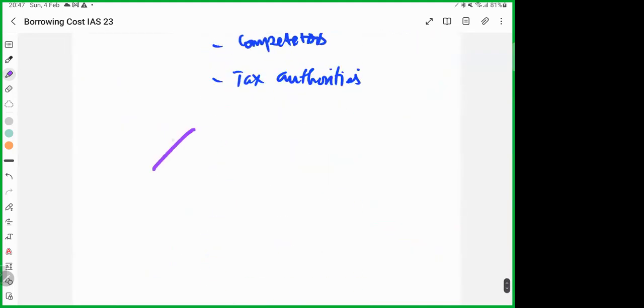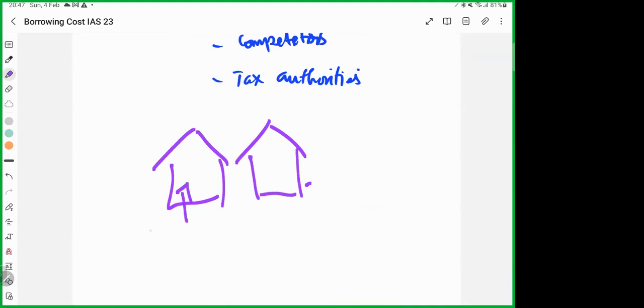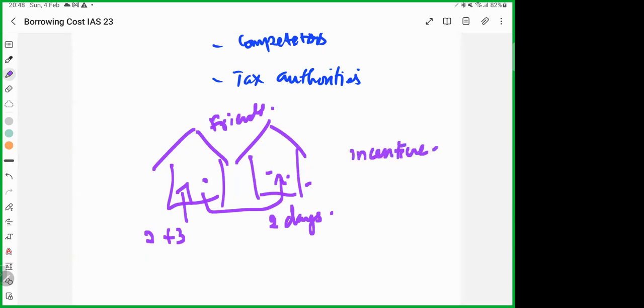Now see, 2 houses here. This is the house we are talking about, that 2+3 family. And this house, they are friends. She goes and talks to the lady here and asks for support for 2 days. During these 2 days, we are unable to feed my kids. Could you please share some of your meals? And she says that in return, when my husband returns, I will pay you some incentive. Understand me?